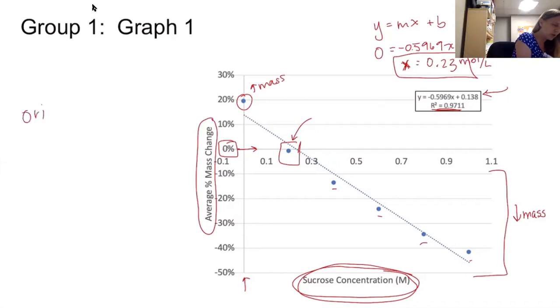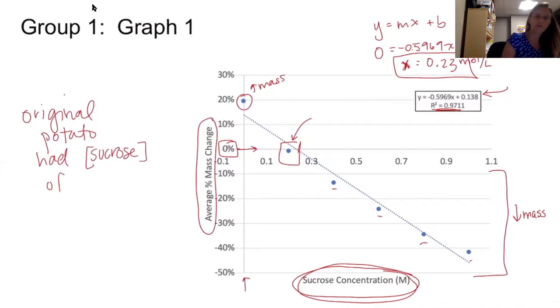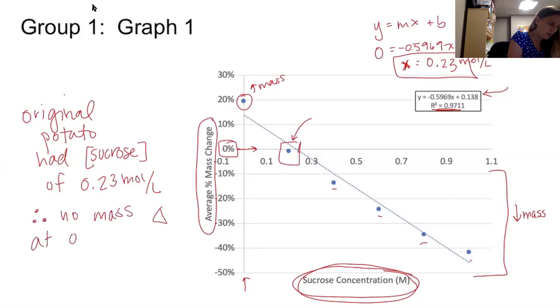So the original potato had a sucrose concentration of 0.23 mole per liter, right? Representing where there was no mass change. So, therefore, no mass change at 0.23 moles per liter. And that would represent the isotonic solution, right?